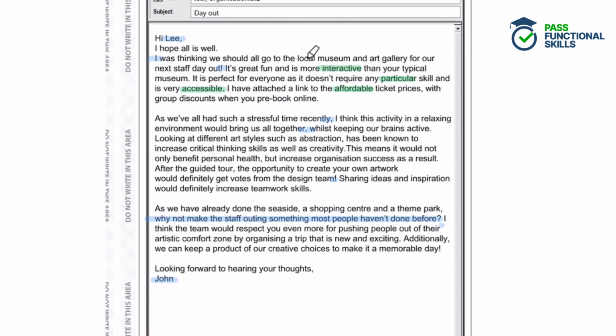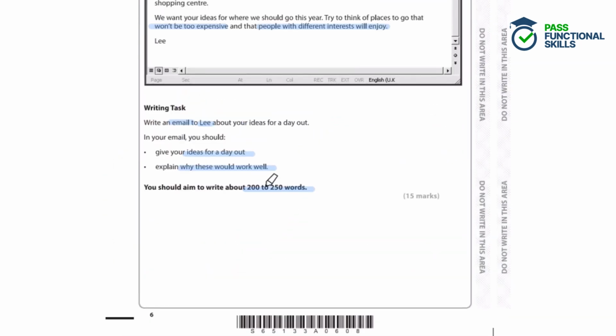So the first point that we need to consider is clarity, making sure that all your writing makes sense. We know that this writing makes sense because we've read it out loud and everything was crystal clear, easy for the reader to understand. We also need to consider how detailed and how long our answer is. So the question has specified that we need to write 200 to 250 words.